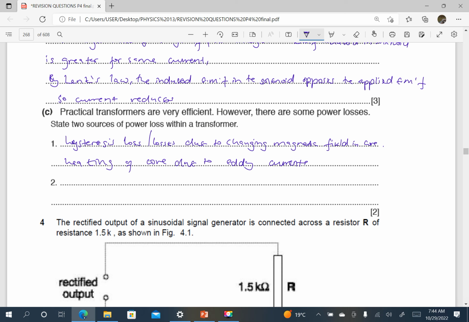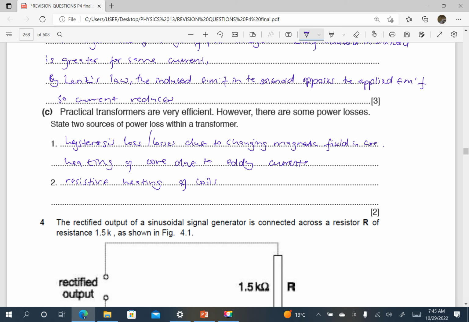Number three, we talked about heating due to a current in the resistance of coils. Resistive heating of the coils. That is the secondary and the primary coils. Since they have some resistance, there will be heating in the wires.